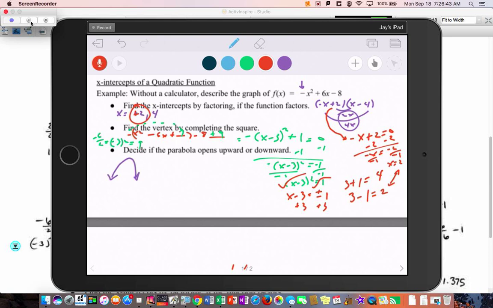So if you ever struggle with your factoring, you could always use the complete the square technique to go ahead and find your zeros.